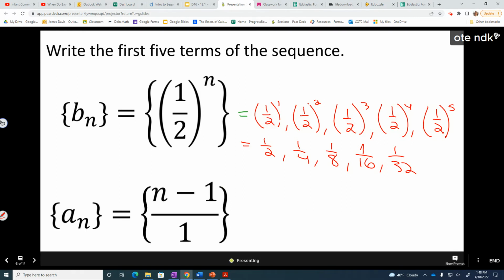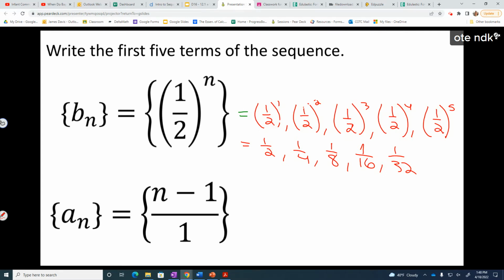All right, here's our next one. A sub n equals n minus 1 over 1. And some of these you can do in your head. If you don't need to write out the whole thing, that's okay. Just make sure you get it right. 1 minus 1 over 1. Yeah, so we're going to start with 1, plug it in. I'll write it all out. But again, if you can do some of this in your head, that's fine.